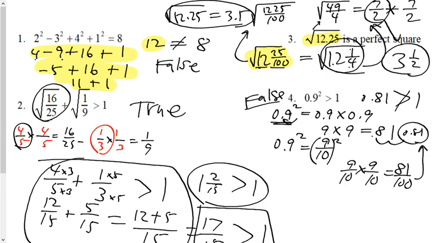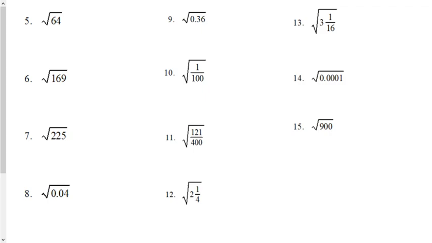Okay, that was 7 minutes. Here we go. Next questions. These are all your standard square roots you should know. In fact, the first 3 are kind of mandatory. The square root of 64 means what number multiplied by itself is 64? The answer is 8. The square root of 169.